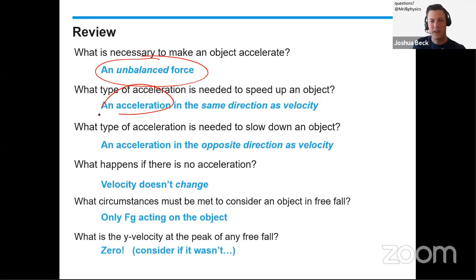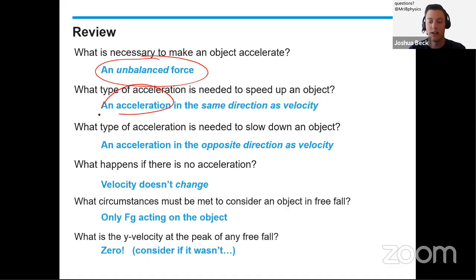Think about it if it wasn't. If my vertical velocity was anything other than 0, let's say it still had some upward vertical velocity, well, that means it's still moving up. So has it reached the peak yet? No. What if it's got a downward vertical velocity? Well, that means it's moving down. So it's not at its highest point anymore. So is that the peak? No. Whenever it's at the peak, the y velocity will be 0. Anything other than that means it's still rising or it's already falling and it's not at the peak.